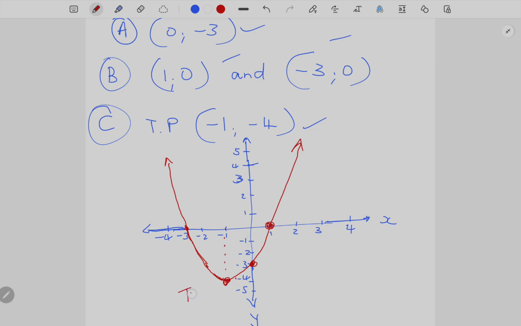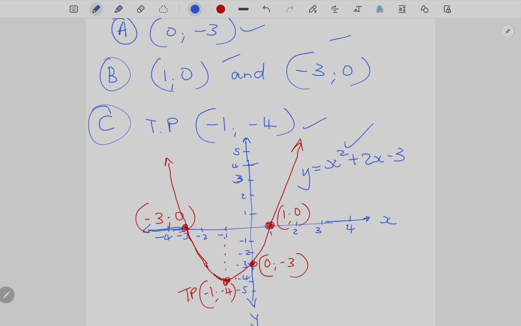We can label TP is (negative 1, negative 4). This one, x is 0, y is negative 3. This one, x is 1, y is 0. This one, x is negative 3, y is 0. What is this graph? This is the graph of y is equal to x squared plus 2x minus 3, the labeling. Thank you. So that is it.